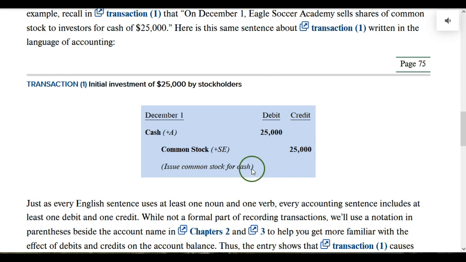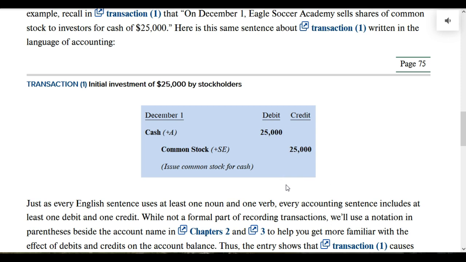Always do that. But over here, whenever you write the account title, always enter the account you're going to debit first and put that over here next to the margin. Whenever you write down the account title for the credit, you indent that. So indent the account title for the credit. So we're going to debit cash $25,000. We're going to credit common stock $25,000.